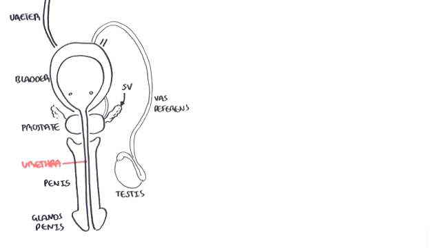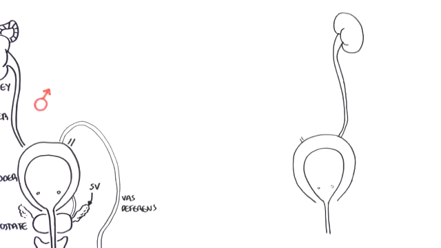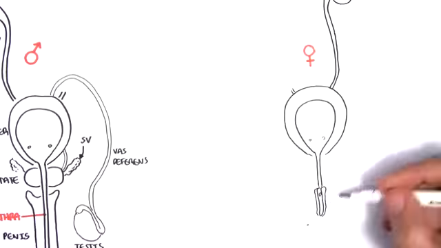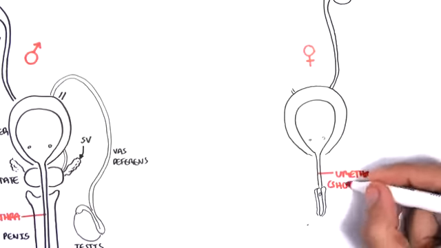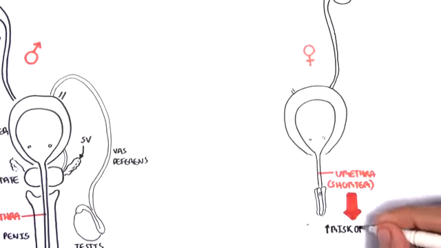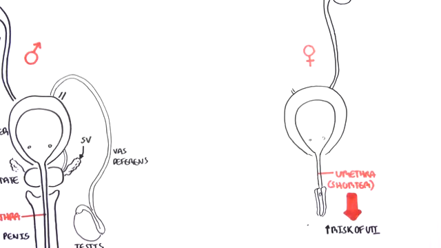is produced. The female anatomy is very similar, except importantly, they have a shorter urethra. A shorter urethra means that they are at increased risk of developing UTI.